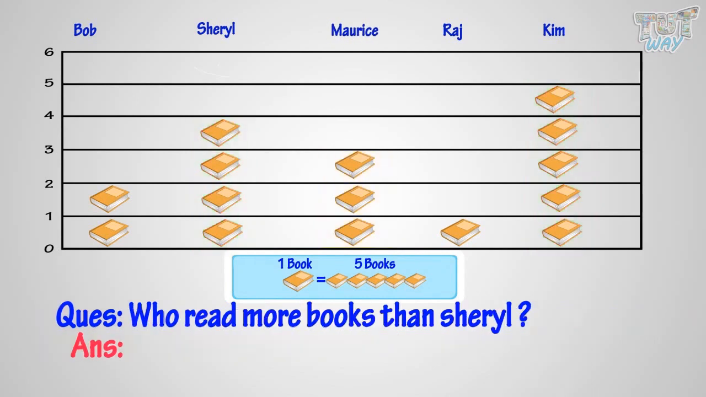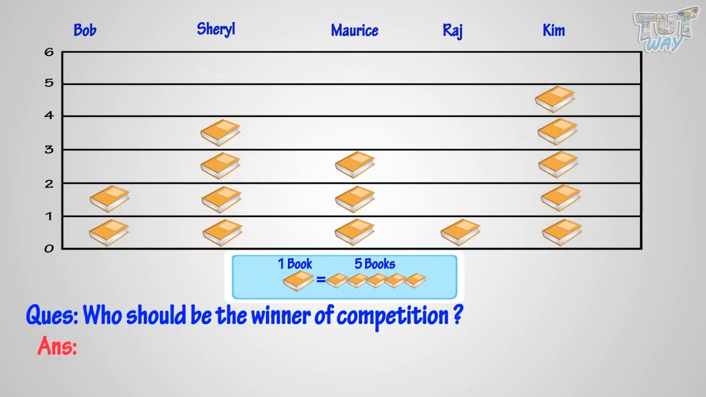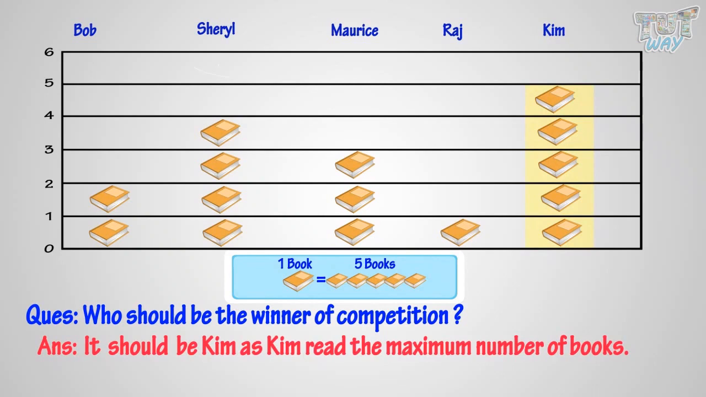Now, can you tell who read more books than Cheryl? Let's find it out. There is 1 column where there are more book symbols than Cheryl, and that column belongs to Kim. So Kim read more books than Cheryl. Now, who should be the winner of the book reading competition? Yeah, Kim, as Kim read the maximum number of books.